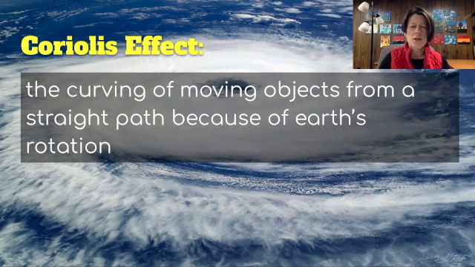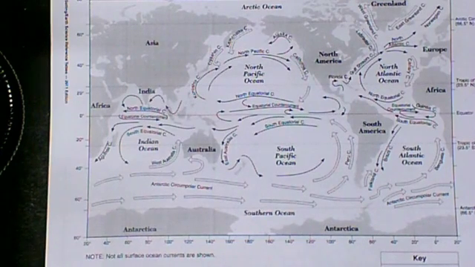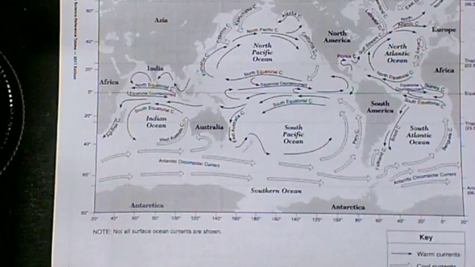And this is not a current here, this is actually a hurricane. The Coriolis effect also affects hurricanes, which we will talk about when we talk about weather. So here's the page in your reference tables, surface ocean currents, that I was talking about. It's page 4 right there.